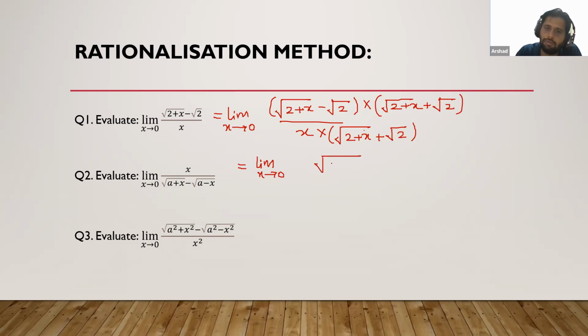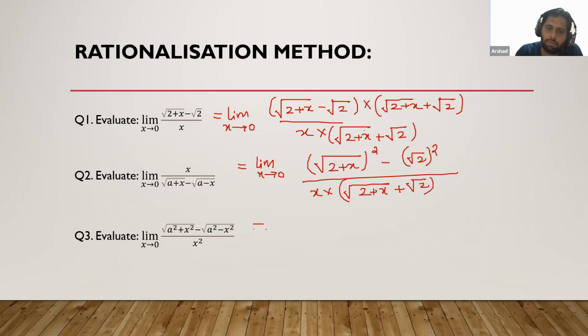So what you will get, under root 2 plus x whole square minus root 2 whole square by x into under root 2 plus x plus root 2, limit x tends to 0. Open this bracket, so you will get 2 plus x minus 2 by, in the denominator you have x, under root 2 plus x plus root 2.